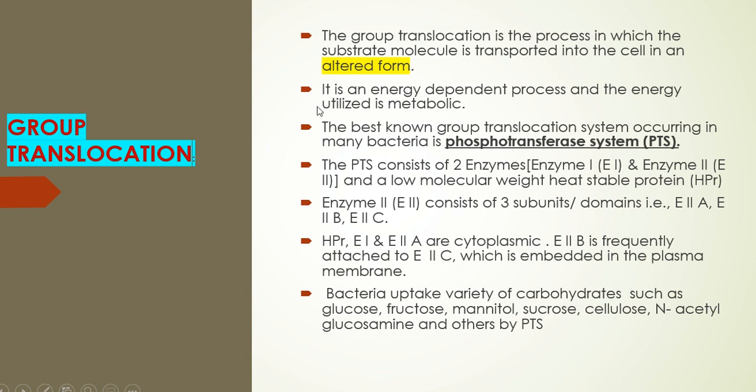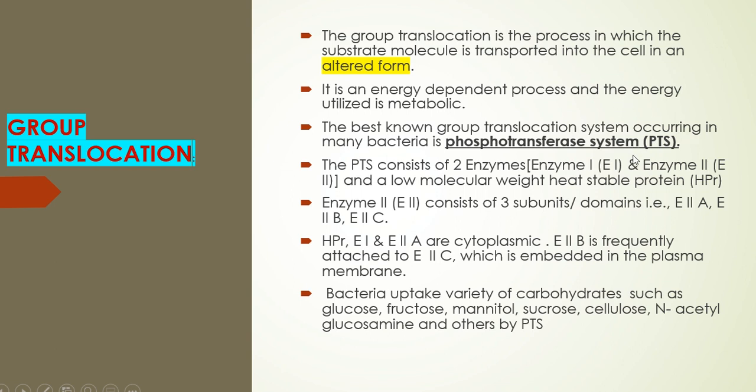And like the active transport system, this is also an energy dependent process. So these 2 points are very important to remember about group translocation. One is the substrate molecule is transported into the cell in an altered form, and the second one is it is also an energy dependent process like active transport. The best known group translocation system occurring in bacteria is the phosphotransferase system, which we simply represent as PTS.